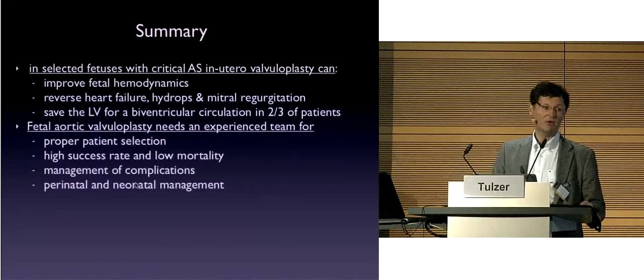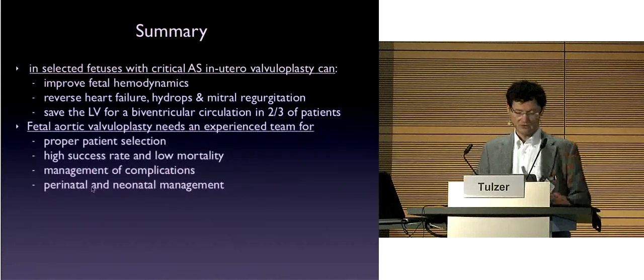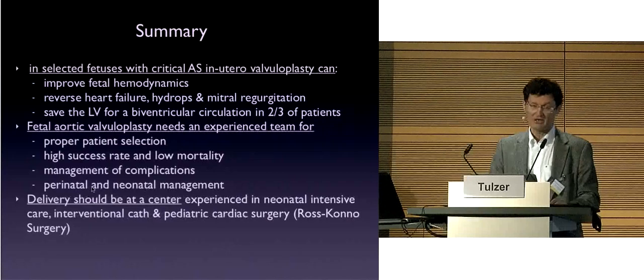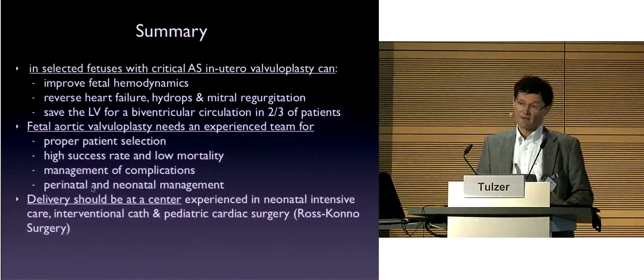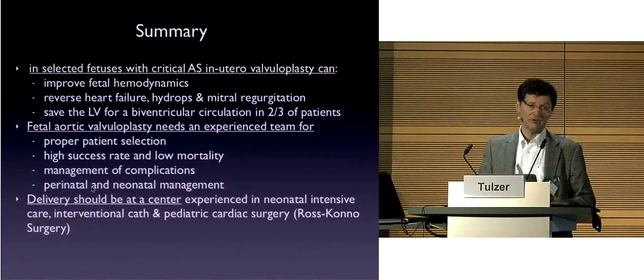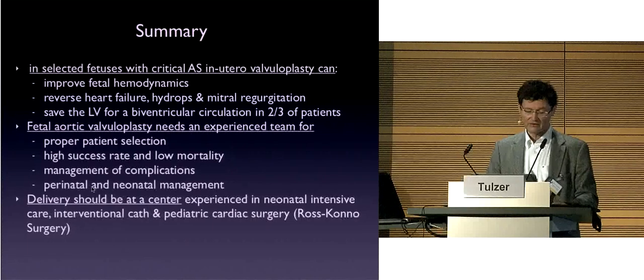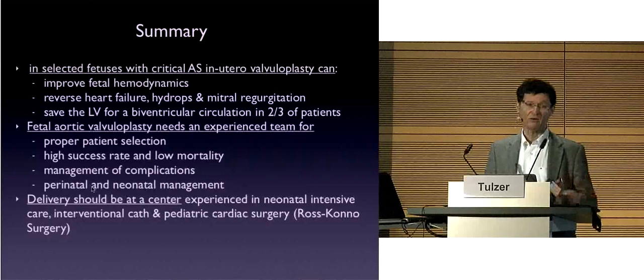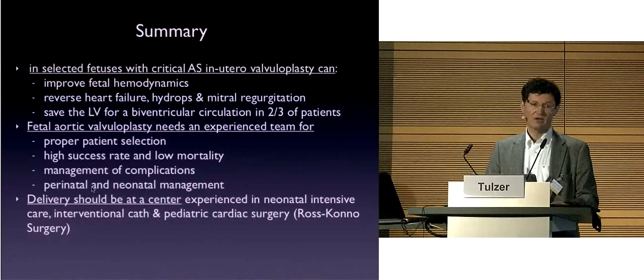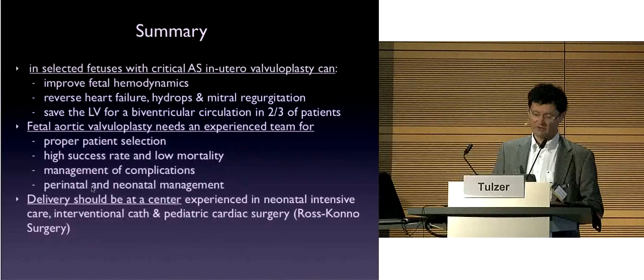You need to be experienced in the management of all sorts of complications that can occur, and complications are quite frequent. And you should be experienced in perinatal and neonatal management. And the delivery is also very important. Delivery should really be at a center that's very experienced in neonatal intensive care, interventional cath, and also in pediatric cardiac surgery, doing aortic valvotomies or neonatal Ross-Konnos.